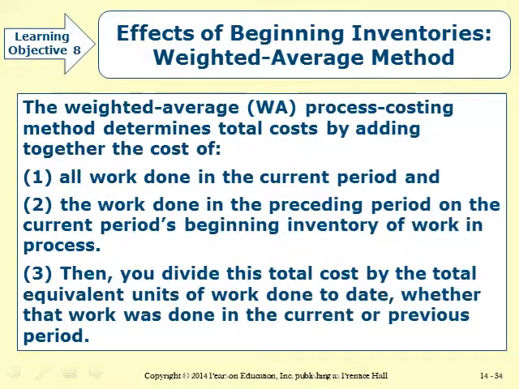And so then we want to talk about this weighted average process costing. This method determines total cost by adding together the cost of, first, all work done in the current period, and then secondly, the work done in the preceding period on the current period's beginning inventory work in process. Then divide that total cost by the total equivalent units of work done today, whether that work was done in the current or previous period.